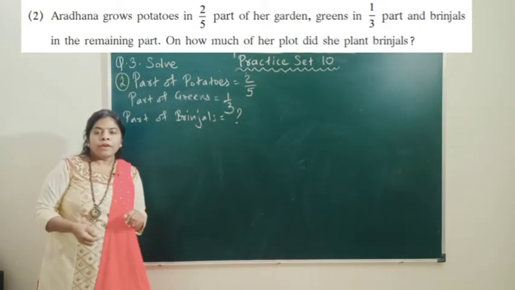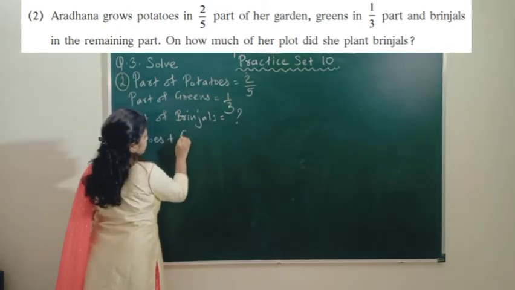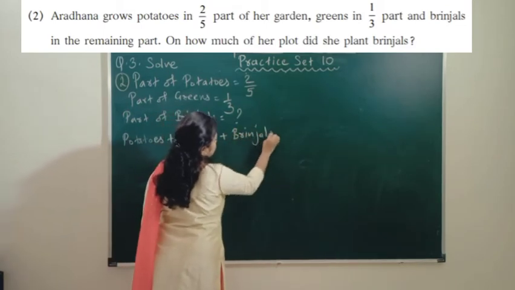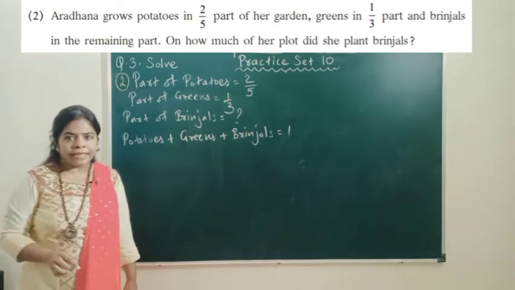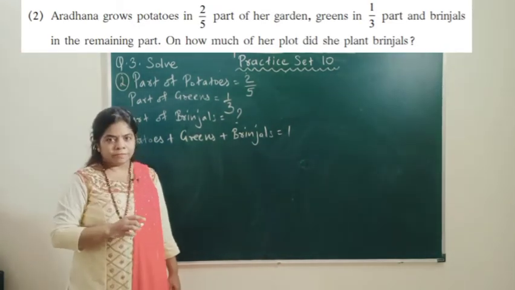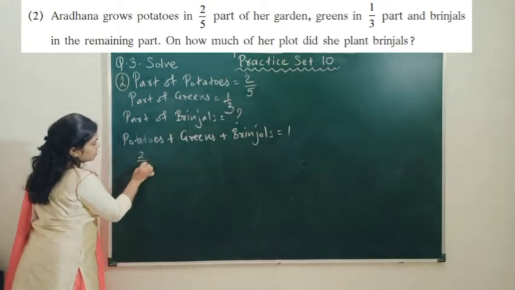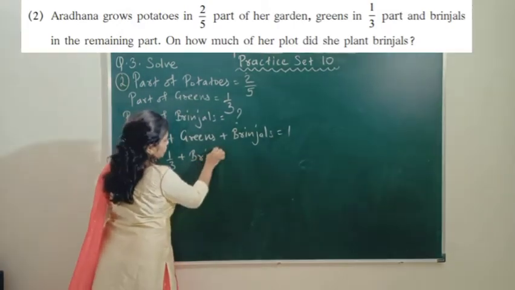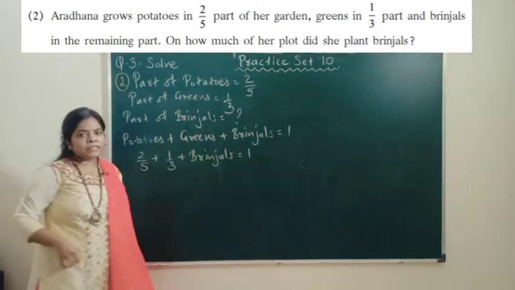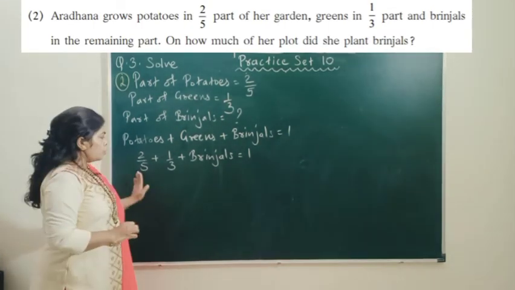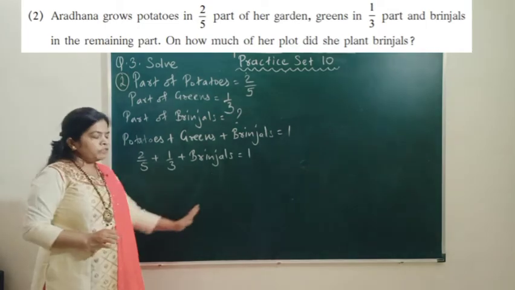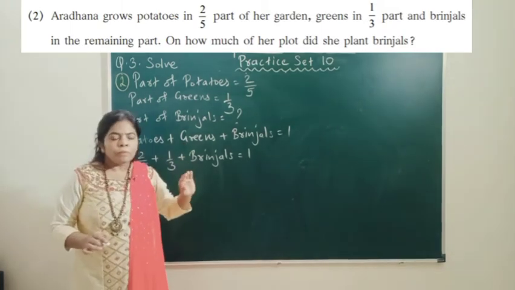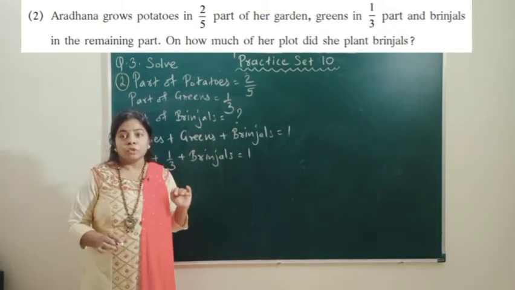So now according to the question, potatoes plus greens plus brinjals is equal to 1. This is what is given to us. So now 2 upon 5 plus 1 upon 3 will be shifted to the other side, and then we will take a common denominator for all the numbers. First now I want to find how much part was used for brinjals.